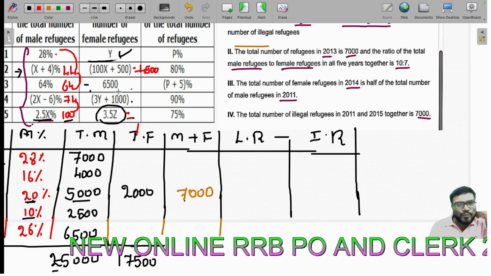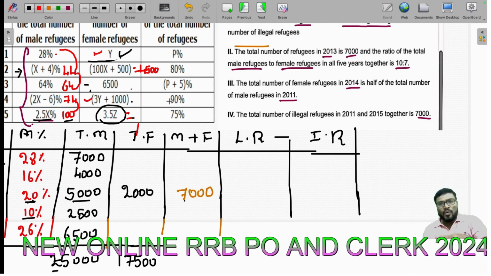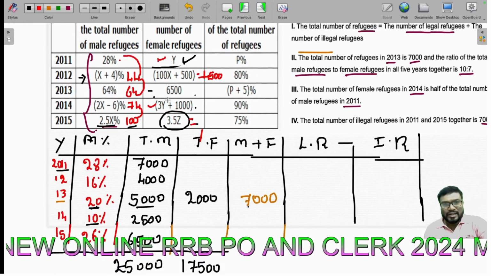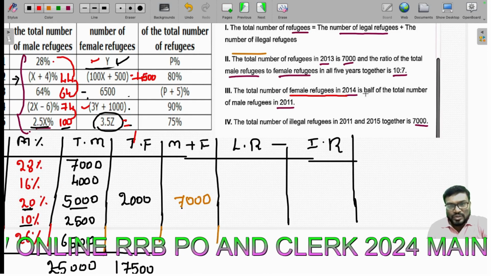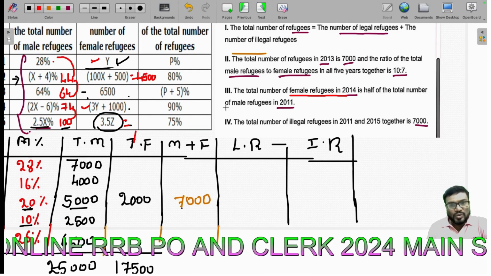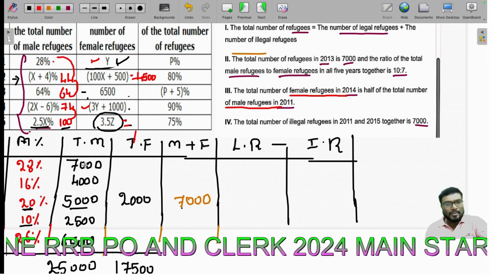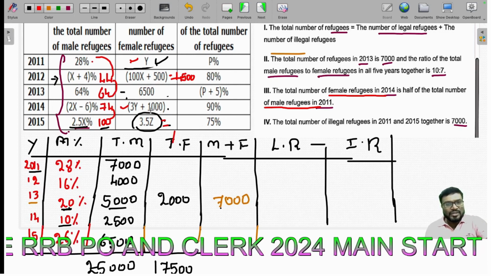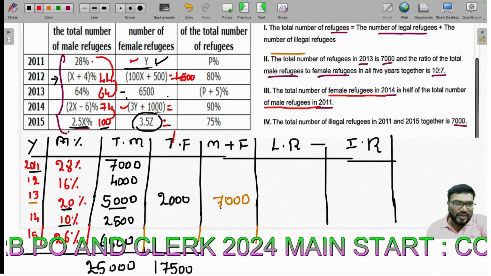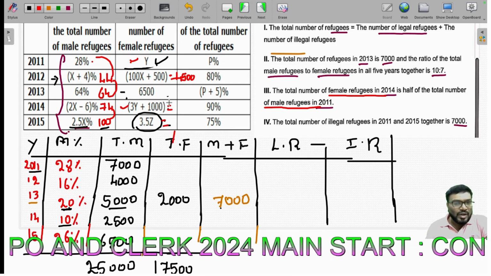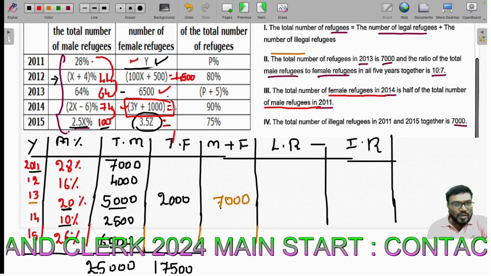Then how to find out this value and this value? Let's see. I have one data, 2014, related to females. See here now. The total female refugees in 2014 is half of the total number of male refugees in 2011. We know 2011 total males will be 7,000, which means this value is equal to 3,500. This value is equal to 3,500.